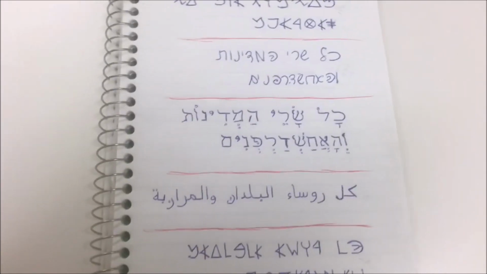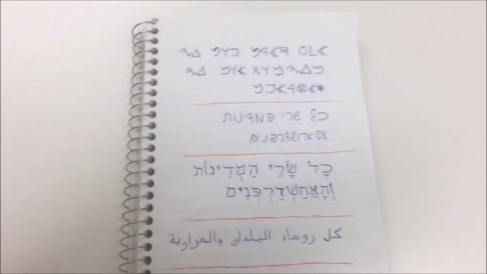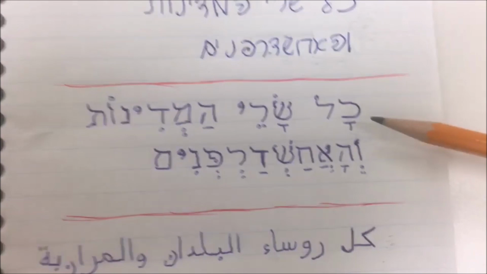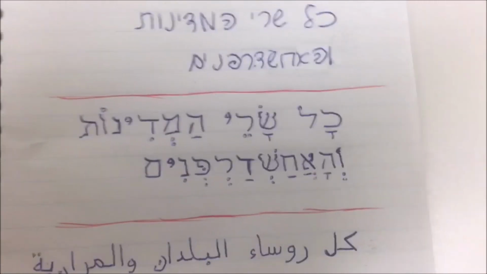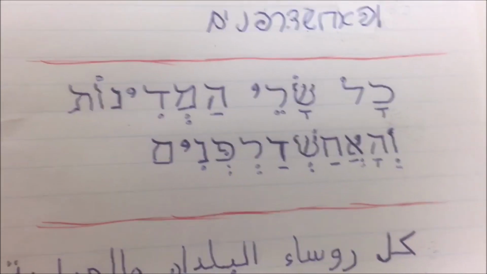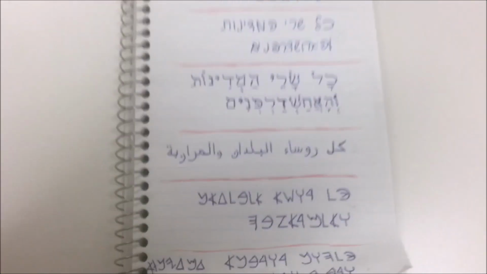You can write all sorts of different languages in a single script, and that's true of the Phoenician script. It's true of the Hebrew script. Many languages have been written in what's now called the standard Hebrew script, the Ashuri script, like Ladino and Yiddish and Judeo-Arabic and so on. Many languages have been written in this script.